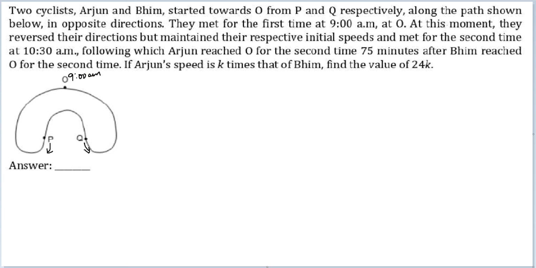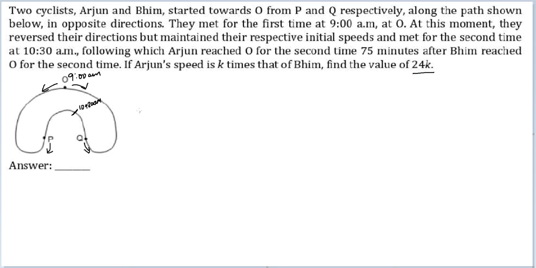At this moment, they reversed their directions but maintained their respective initial speeds and met for the second time at 10:30 a.m. This way and this way. Say they met here at 10:30 a.m. Following which, Arjun reached O for the second time 75 minutes after Bhim reached O for the second time. If Arjun's speed is k times that of Bhim, find the value of 24k.